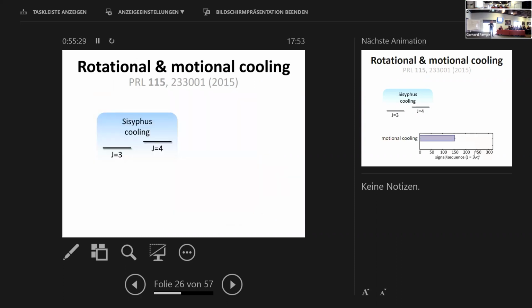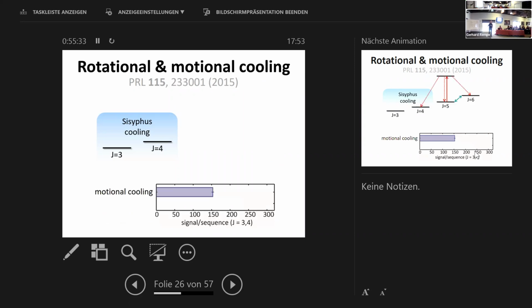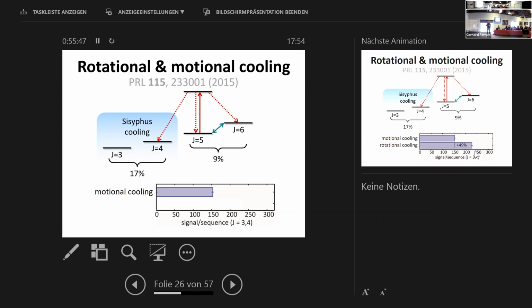Let me just quickly outline. The physical cooling happens between J equals 3 and J equals 4, and this is the kind of signal that we get only during the cooling. Now if we implement also this internal state cooling on the 5 and 6 manifold as described before, we are hoping for, let's say, 9% more signal. There was 17% here, and 9% is almost 50% compared to the 17% population in these states. Adding 9% more molecules from the total ensemble would give an increase of the signal by 50%.